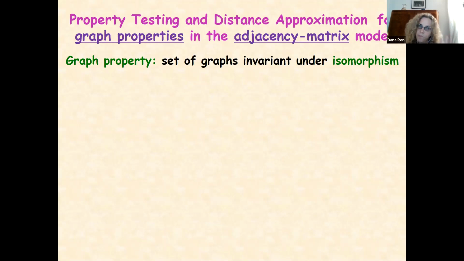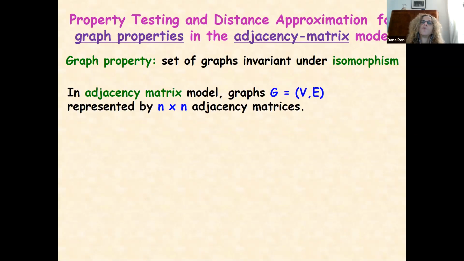Now, we've decided on what the object is, but there are various models when we talk about graph properties, and they vary in the type of queries and the distance measure. It's related to the way they're represented. Here, I'm going to focus only on the adjacency matrix model.